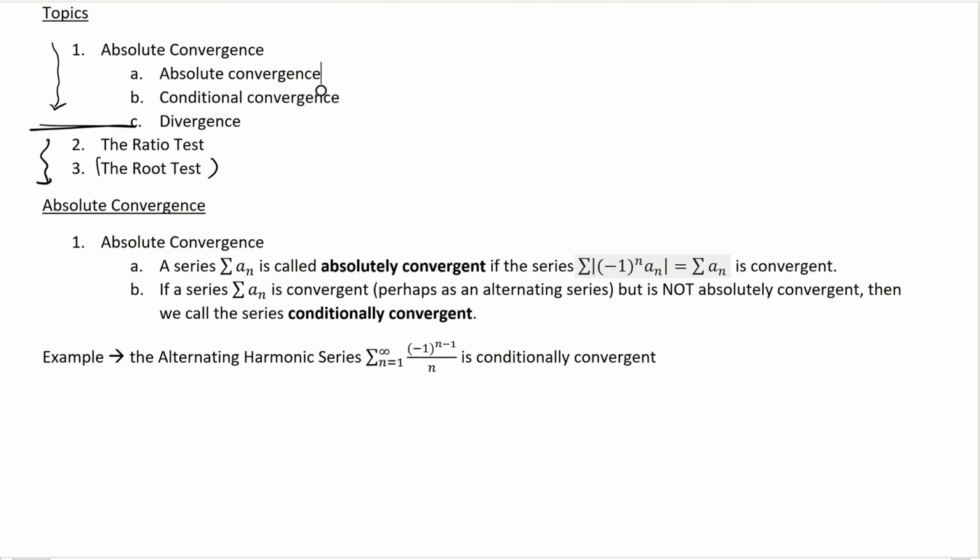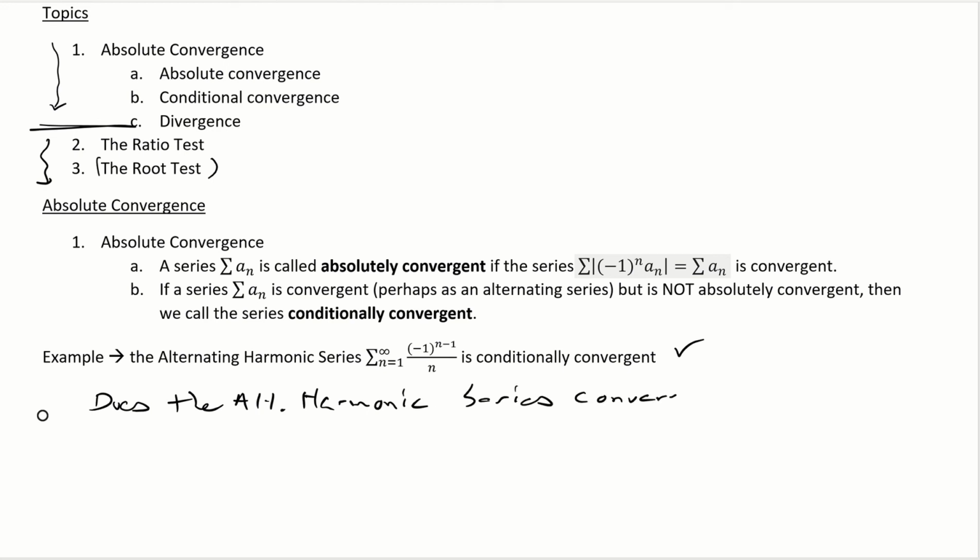So absolute convergence is basically when you take a series and you wrap its terms in absolute values and then determine if it converges or not. As an example, I've got this guy right here. This is the alternating harmonic series, okay? So let's see if the alternating harmonic series converges, as we call it, absolutely.